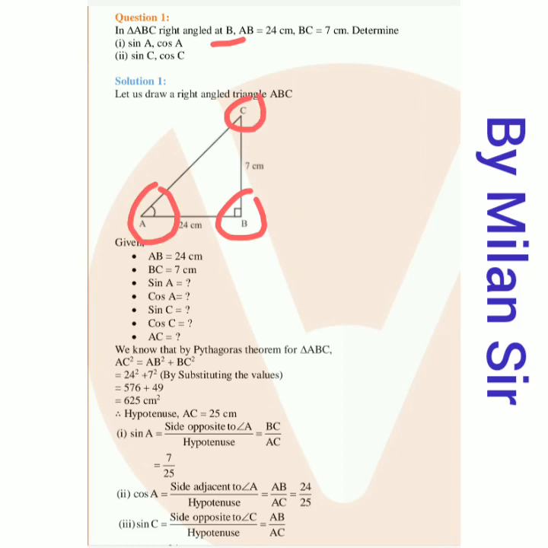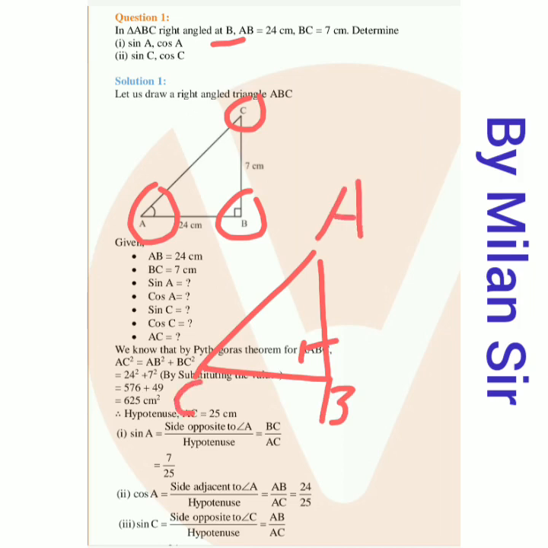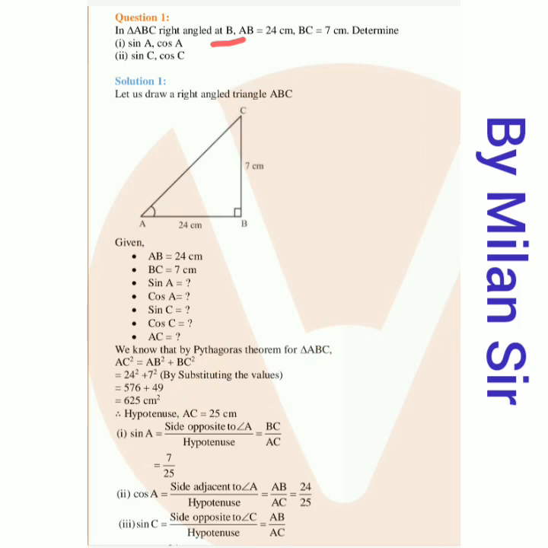We can also draw the triangle like this. That means B here, we can give A here and C. Okay, so our angle B is equal to 90 degrees and names A and C we can give to any vertex. Now AB is equal to 24 centimeter, BC is equal to 7 centimeter. Determine sine A, cos A, sine C and cos C. Okay, so AB 24, BC 7 centimeter, sine A, cos A, sine C, cos C we need to find.